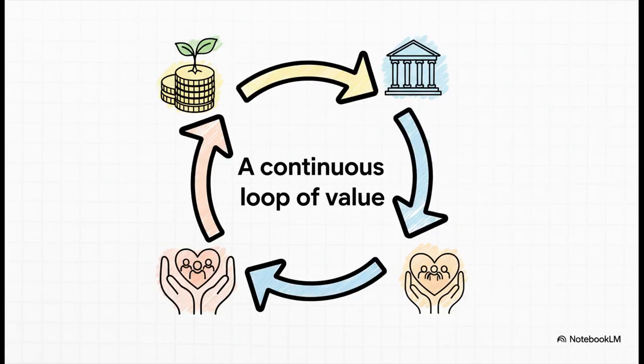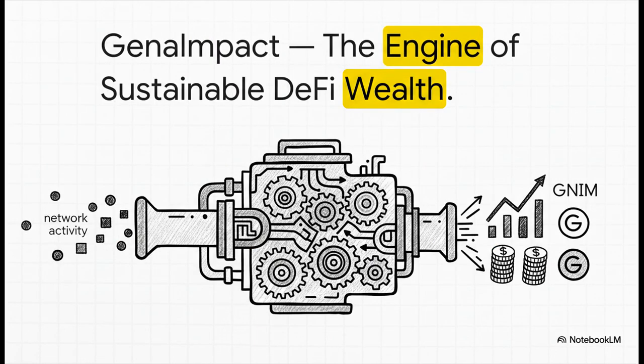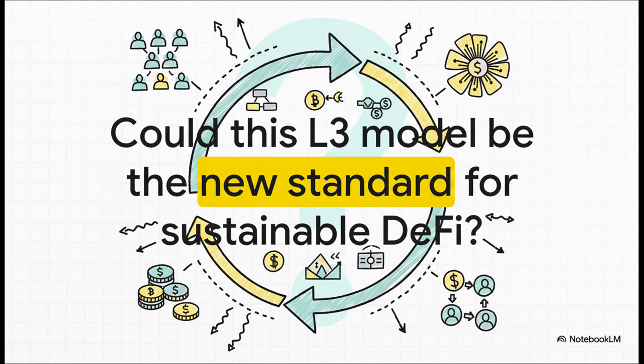So what you're looking at is a truly self-sustaining DeFi economy. It's a place where yield, governance, and real-world impact are all part of one continuous, value-creating loop. It's not just tech. It's a whole economic philosophy. And that's why they call GenaImpact the engine of sustainable DeFi wealth. It fundamentally changes the game by turning simple network activity into measurable revenue. This makes GNIM not just another token, but a genuine growth asset that directly reflects the success of the whole ecosystem. So it really leaves you with a big question, doesn't it?